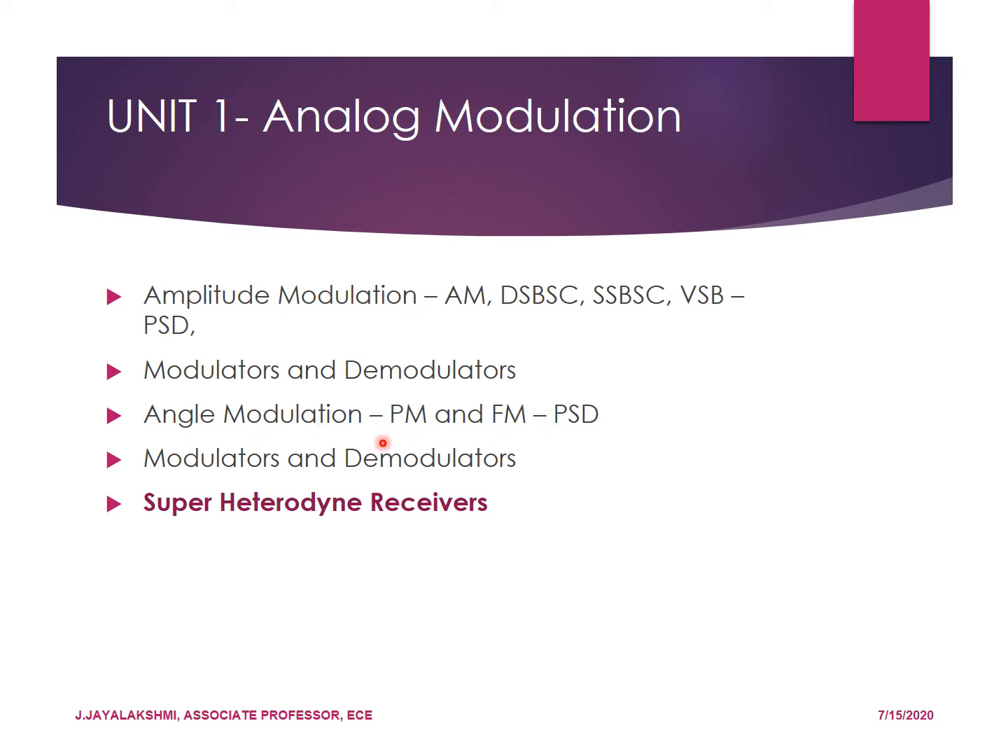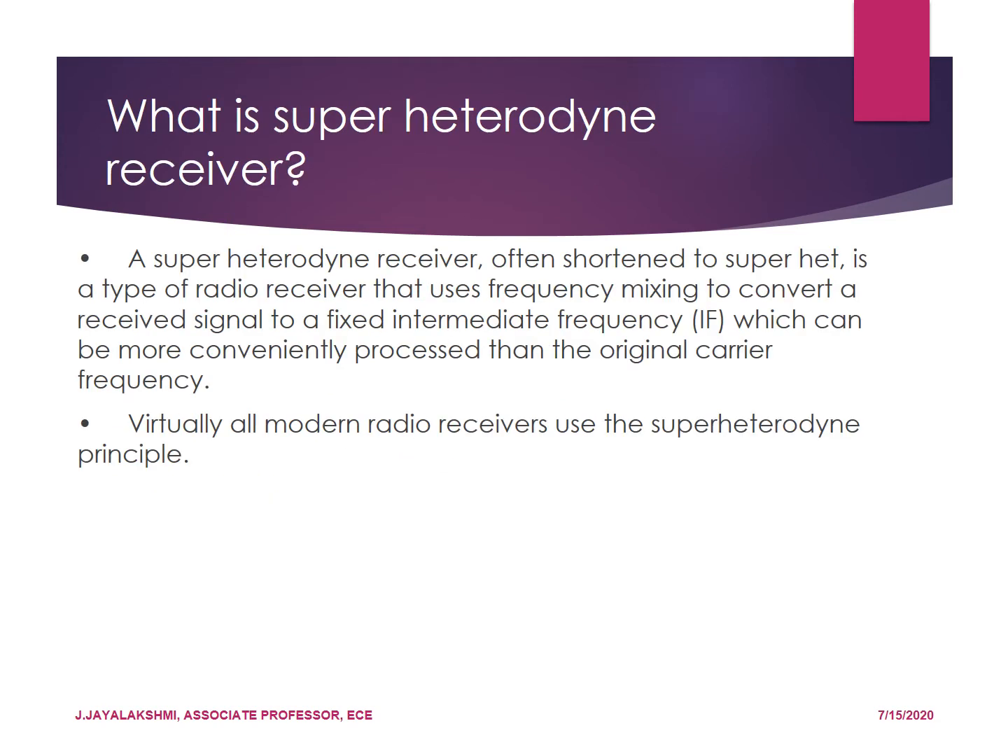There we saw what is phase modulation and what is frequency modulation, and how to generate a phase and frequency modulated signal, and of course how to recover the original information signal, that is the demodulators of your FM and PM. And the last topic to be discussed in this unit is the super heterodyne receiver. Now we'll see what is super heterodyne receiver.